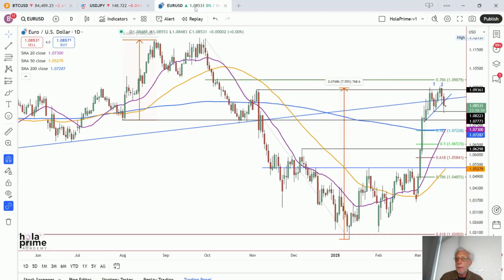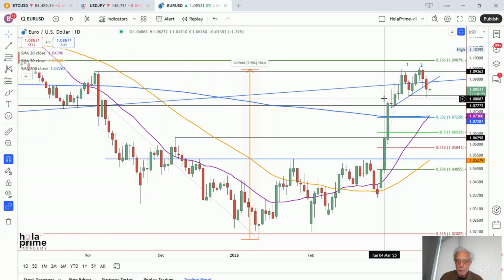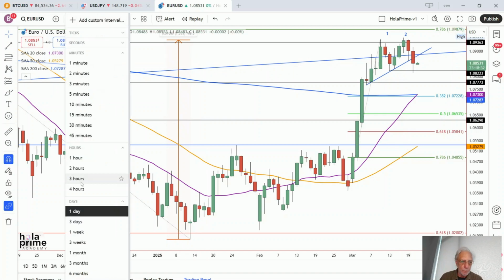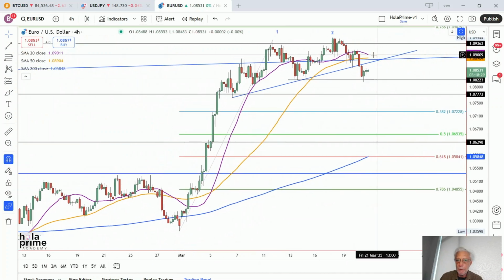Moving on to the euro dollar. The euro dollar we've been talking about where it has this rising wedge type pattern or rising horizontal consolidation, or we could call it a double top as well if there's a breakdown below the neckline right here at 1.0822. So there was a breakdown yesterday below the prior day's low, and going into the 4 hour chart where we could see it a little clearer, there was also a breakdown below the orange 50 moving average.